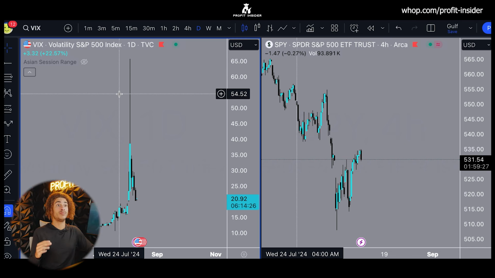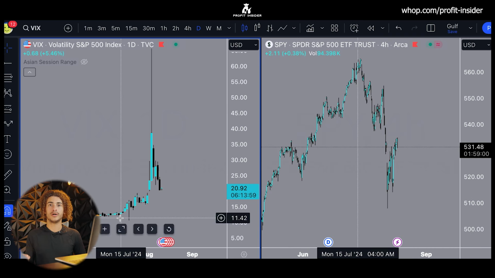Knowing that VIX and SPY move the exact opposite way, we can use VIX as an indicator of what SPY is likely to do. For example, we can look right here at the all-time high on SPY, and we can see that VIX started making a little bit of an uptrend right here. If you were able to identify this uptrend on VIX, you would have been able to predict this large move down on SPY.